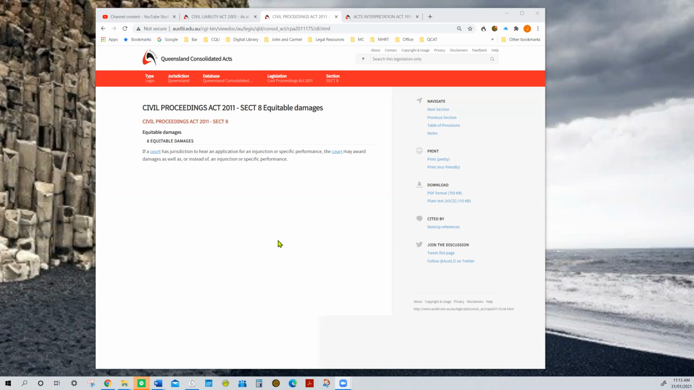Now, it has jurisdiction to hear an application. What's meant by an application? Can we contrast an application to something else? Are there different ways of initiating procedures? Is an application the only way? Are there other ways? We know this relates to civil, not criminal. For an injunction or specific performance, what do those words mean?